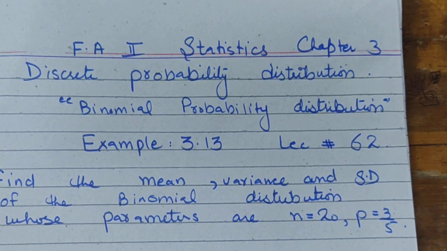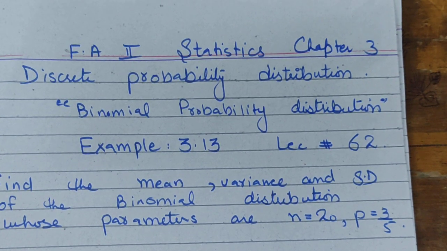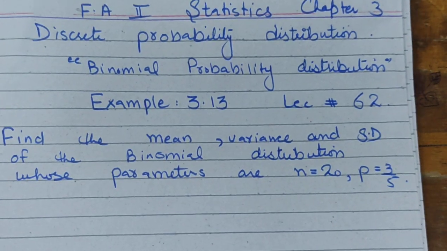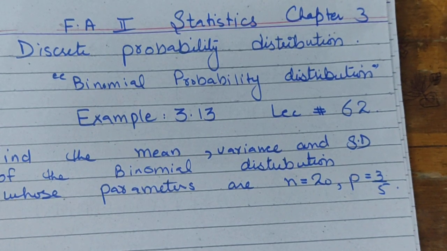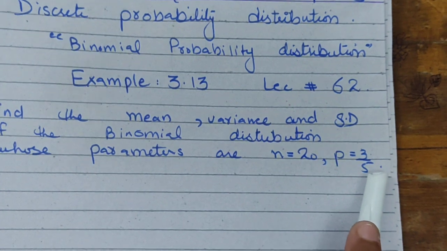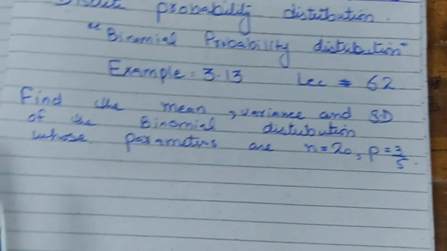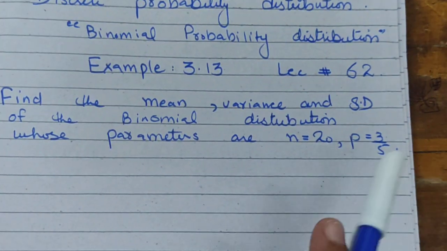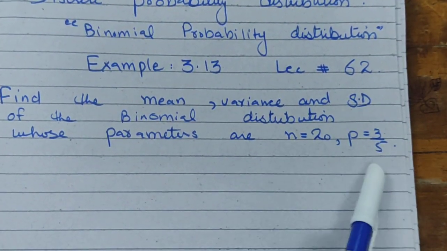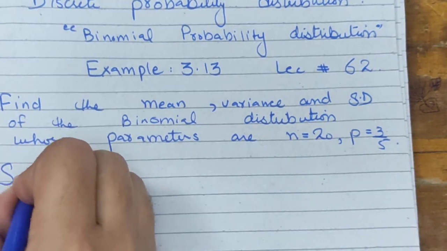Example 3.13 in lecture number 62. Find the mean, variance and standard deviation of the binomial distribution whose parameters n and p are given in the question. The mean is 20 and the probability of success p is equal to 3 by 5. You know that the binomial distribution has two parameters, n and p. So the parameter values are given in the question, and we have to find the mean, variance and standard deviation of the binomial distribution.